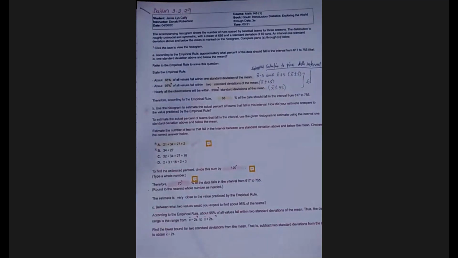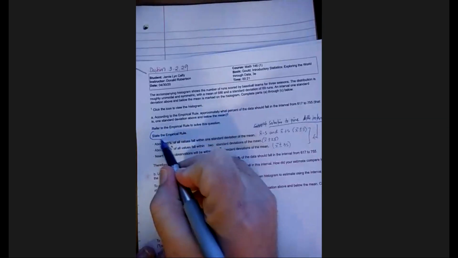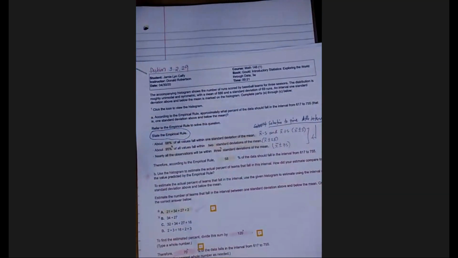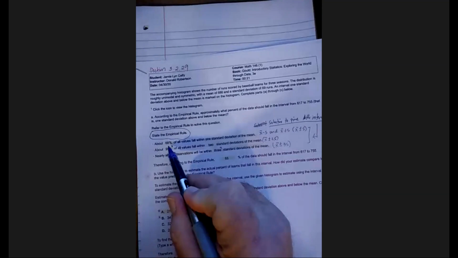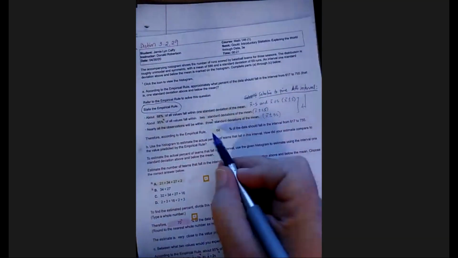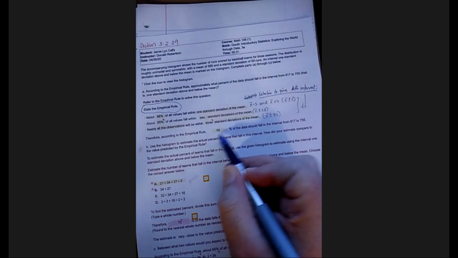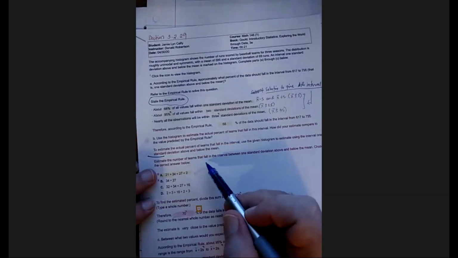So it's quite near the end of section 3.2, and it gives you one of these stories involving some data that you'll get in the next picture, but it says the empirical rule, right? Yes. So the empirical rule of statistical regularity, and 68% is 1, 95 is 2, that's fine. So if you were being asked what percentage you would get, 68% would be within 1 standard deviation. It says, estimate the number that fall in the interval between 1 standard deviation above and below the mean.